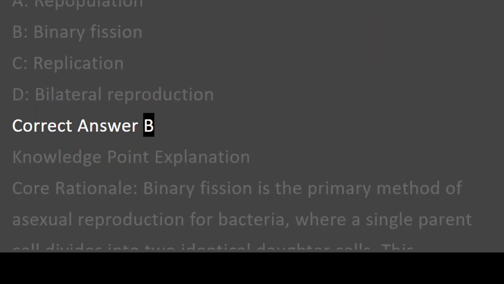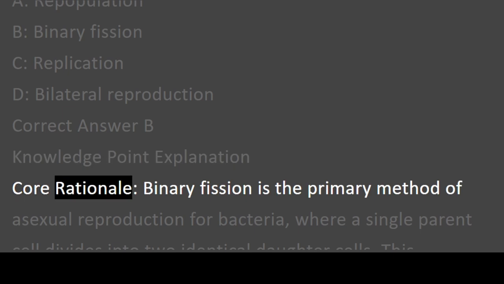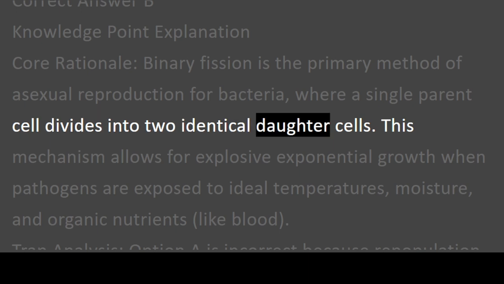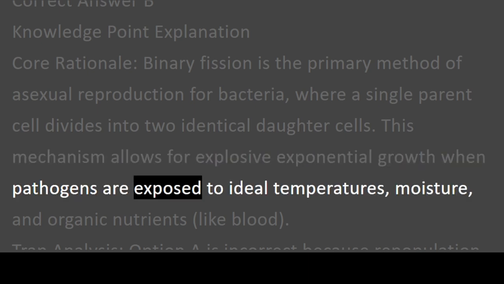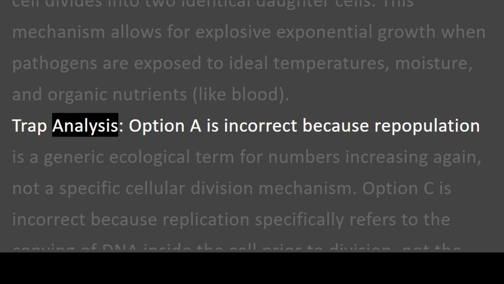Correct answer: B. Knowledge point explanation. Core rationale: binary fission is the primary method of asexual reproduction for bacteria, where a single parent cell divides into 2 identical daughter cells. This mechanism allows for explosive exponential growth when pathogens are exposed to ideal temperatures, moisture, and organic nutrients, like blood.